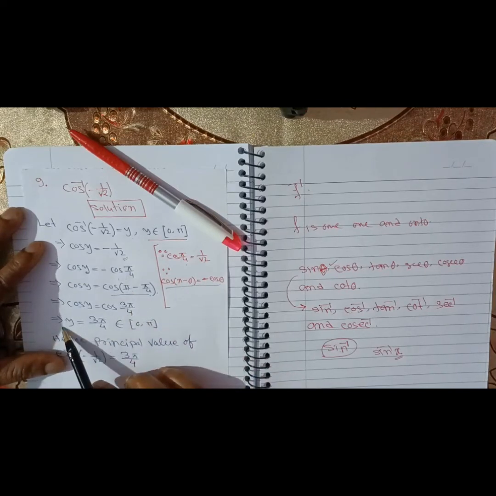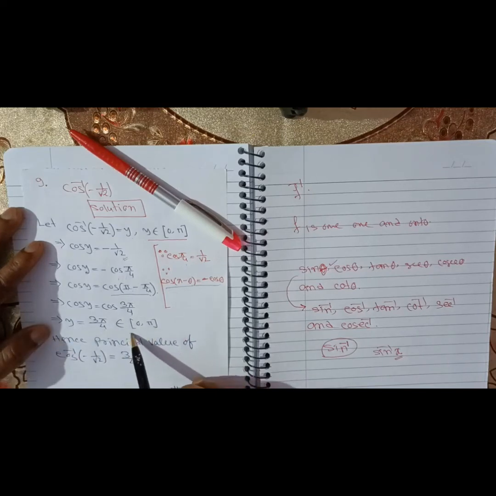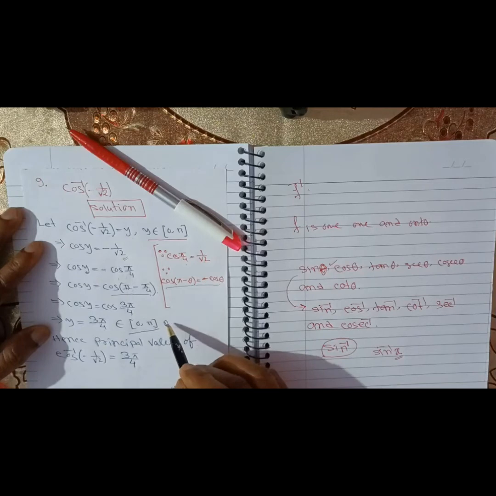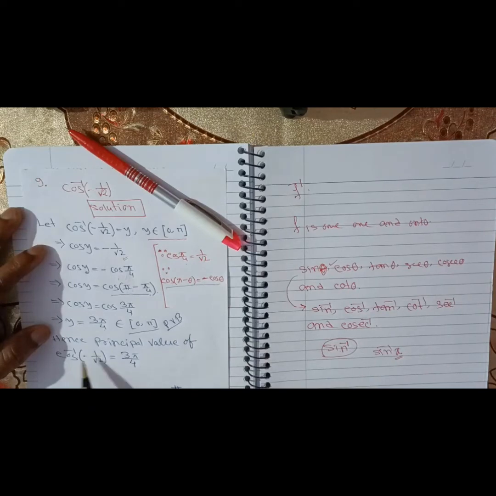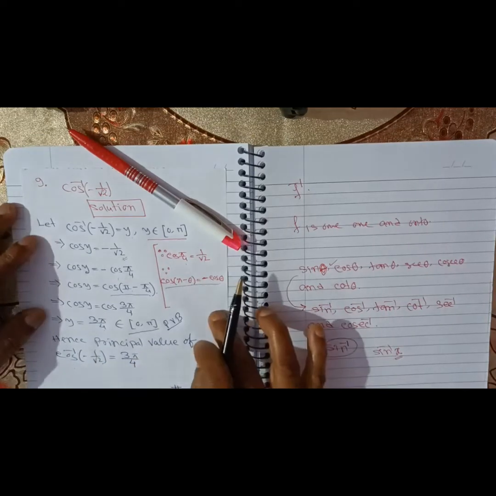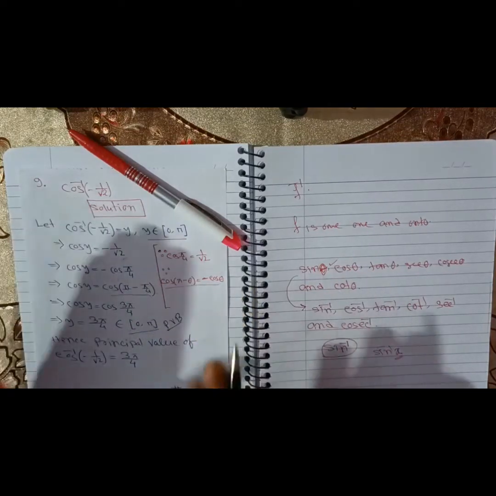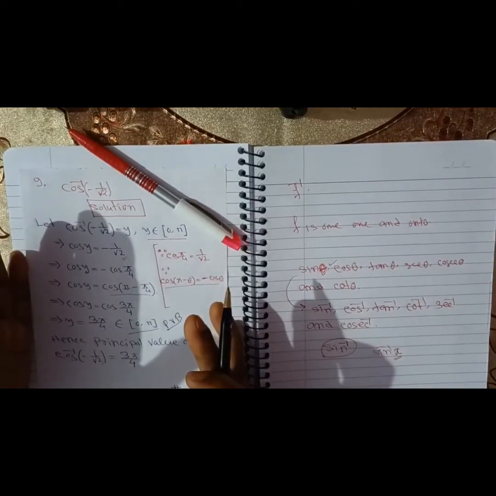This implies cos y is equal to cos, after calculation, thrice pi by 4. That's why y is equal to thrice pi by 4 belongs to 0 to pi. This is the principal value branch of cos inverse. Hence, principal value of cos inverse minus 1 by root 2 is equal to thrice pi by 4. That is the simple solution.